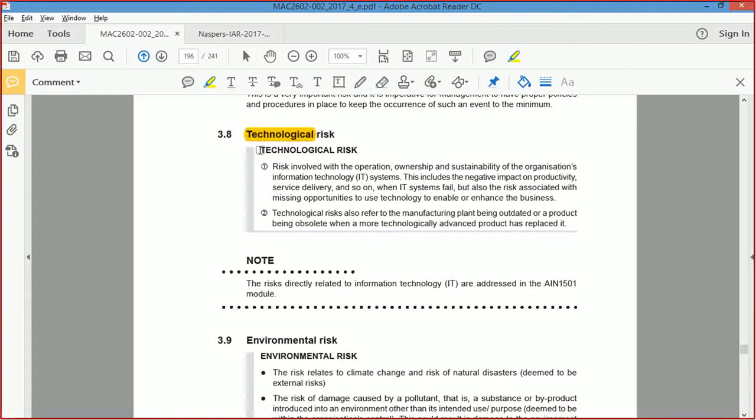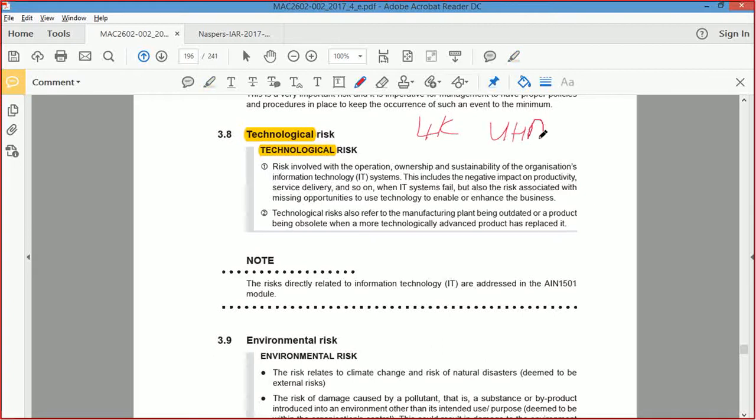Information risk. Information relates to data. News, information. So this is looking at the decision making. Do we have quality information or do we have poor quality information? High quality or low quality of information. That's going to affect our decision making.